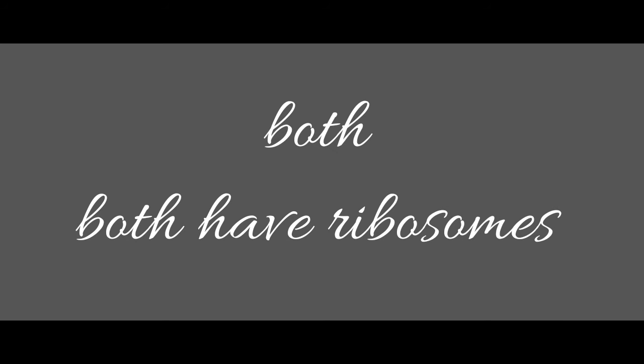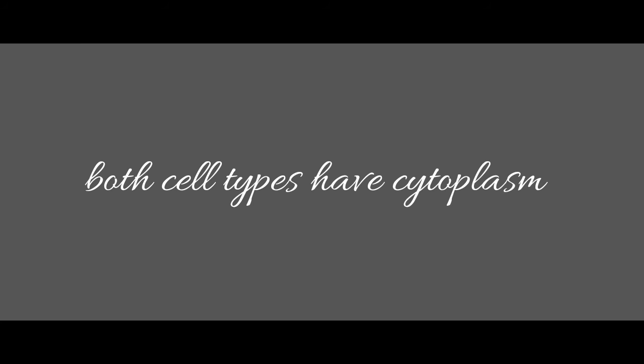Prokaryotic cells and eukaryotic cells have a lot in common. Both have DNA. That's critical because DNA is the cell's genetic material. Both prokaryotic cells and eukaryotic cells have ribosomes, which are small organelles. Both cell types have cytoplasm, the jelly-like fluid within cells.